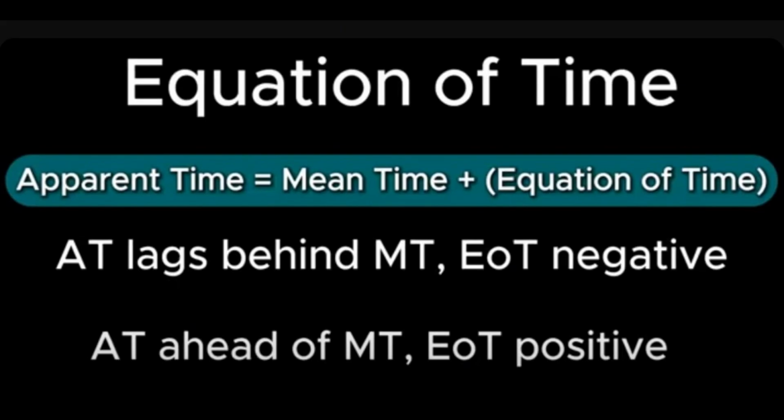The relationship between mean solar time and apparent solar time can be described as follows. Apparent time equals mean time plus equation of time. When the apparent time lags behind the mean time, the equation of time is negative. Conversely, when the apparent time is ahead of the mean time, the equation of time is positive.